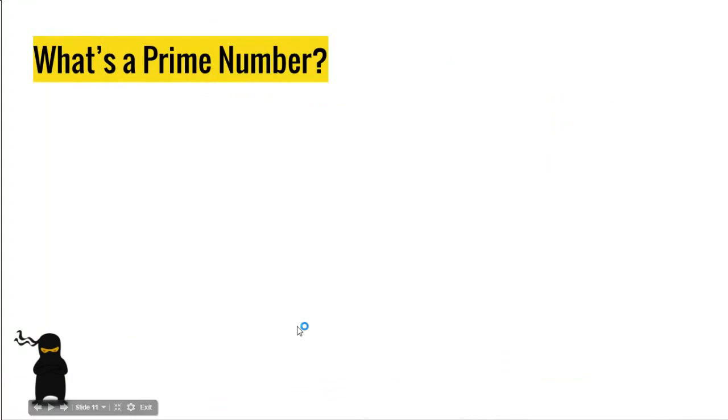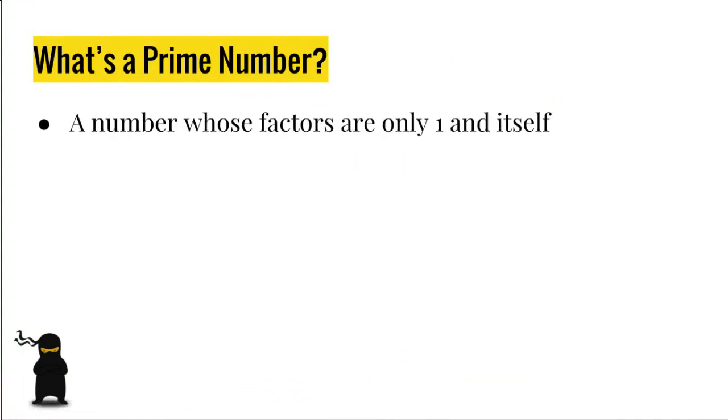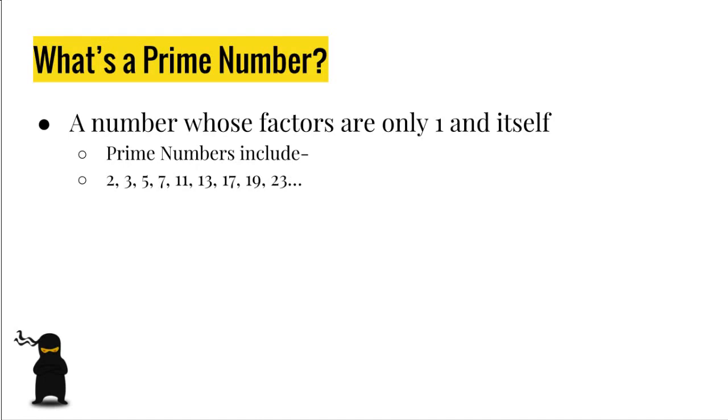What's a prime number? A prime number is a number whose factors are only one and itself. Some prime numbers include 2, 3, 5, 7, 11, 13, 17, 19, 23, and a few more. Remember, 1 is not a prime number.